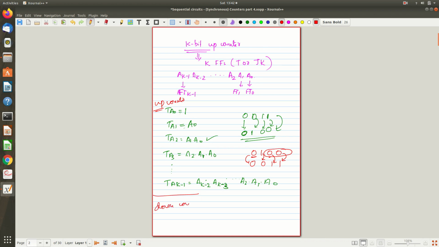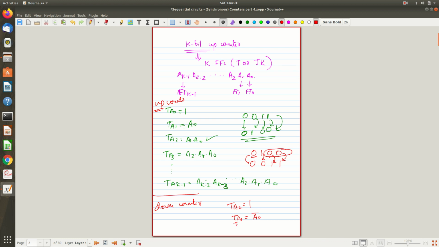Now when it comes to the down counter, as usual, this TA0 will be 1 because that bit should always be toggled. Now what about your TA1? This will be your A0 complement. You should not take A0 because 0 is now asking that particular bit to be toggled. So A0 complement. You know every flip flop has A0 and A0 complement both available, right?